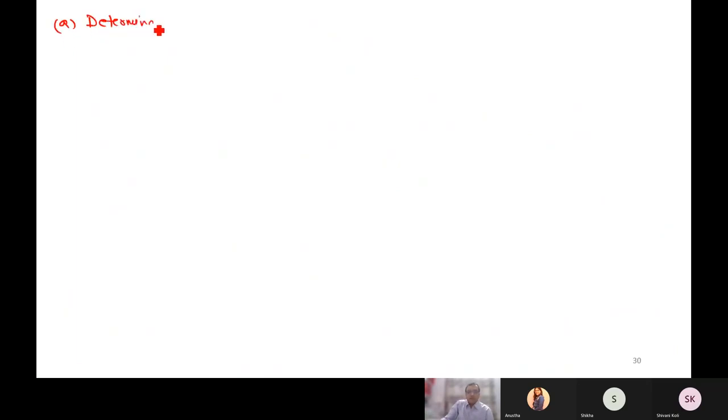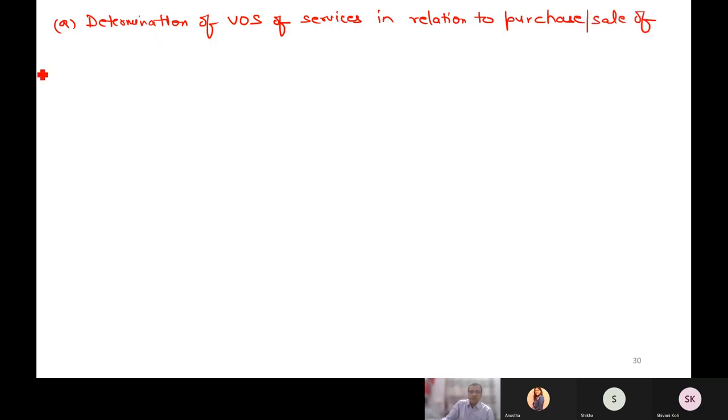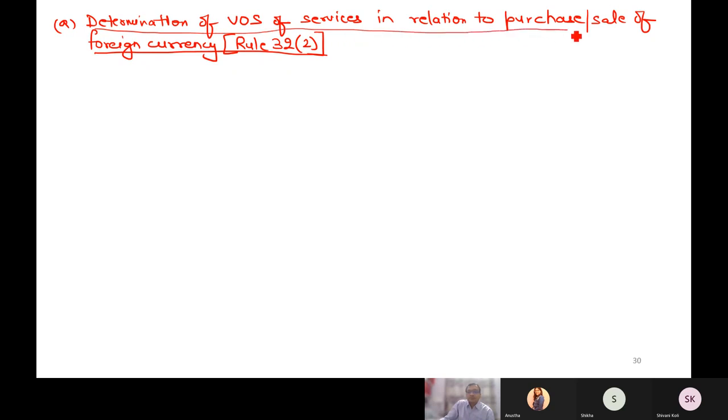So my first supply. Determination of value of supply of service in relation to purchase or sale of foreign currency. It's money exchange business. Rule 32, sub rule 2.